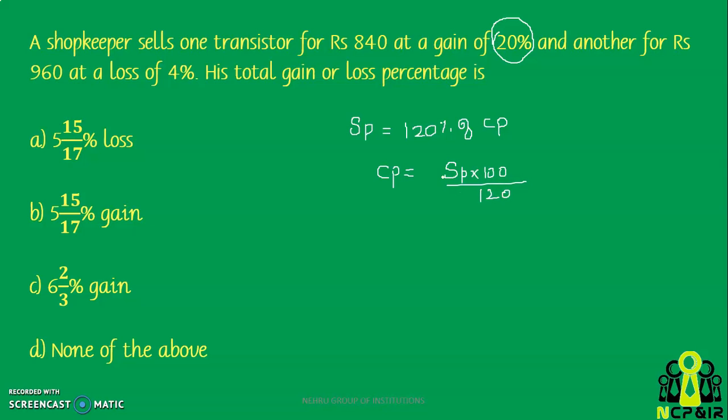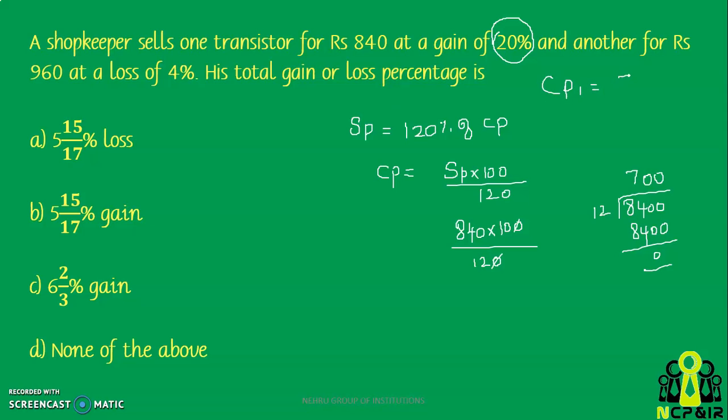So selling price is 840 here, into 100 divided by 120. Simplify this. So this is 8,400 divided by 12. So 12 into 8 will be 96. Then you take 12 into 7, it will give you 84. And then the two zeros you can add as such. So the cost price of transistor 1, let me call it CP1, is equal to 700 rupees.